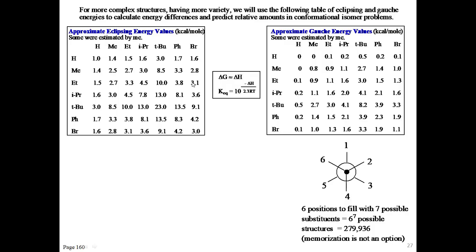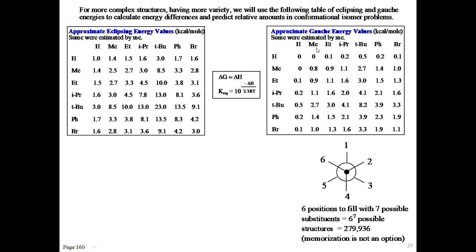So this is the way we're going to do it in our course. I'm going to give you these energies. Now, some of them are real and some of them I made up. I just did my best guess as far as the interactions. So we know that eclipsing interactions are higher energy. I'm going to look at these possible groups. So I could have hydrogen and hydrogen, or methyl, ethyls, isopropyls, t-butyls, phenyls, and a bromine. And they can interact with any of these up here. For gauche interactions, those are generally a little smaller because remember they're farther apart. But I have those same groups that are possible: hydrogen, methyl, ethyl, isopropyl, t-butyl, phenyl, and bromine.